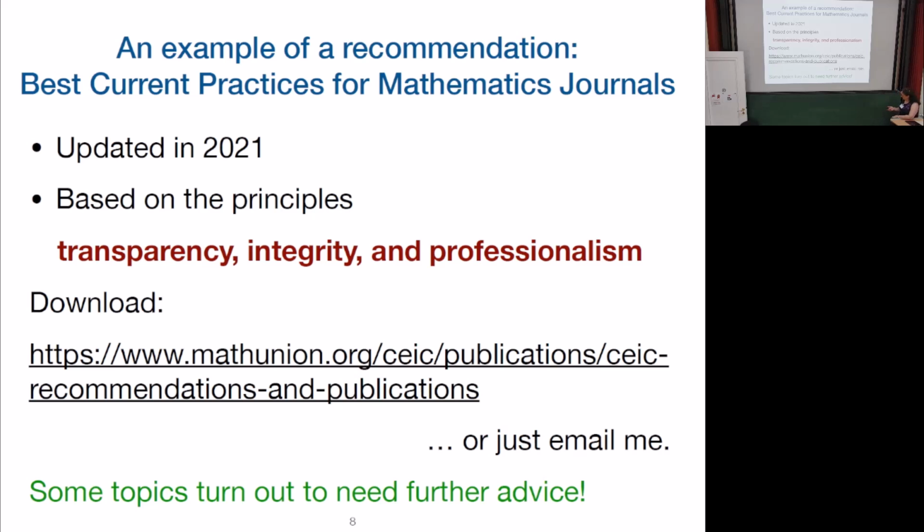So, here's an example of how our committee works. What we try to formulate is recommendations for the community, so that national societies or universities can say, this is what they recommend, and that's what we want to implement at national level. One example is that we have new best current practices for mathematics journals. That was updated in 2021, can be found on our webpage, or you just email me.